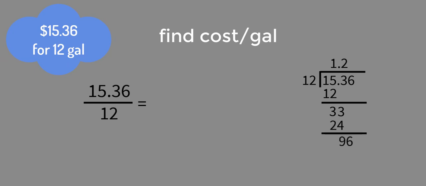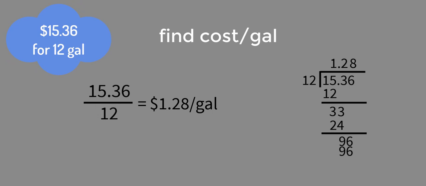All right, so how many times will 12 go into 96? We know it's 10 times for 120. 9, we're looking at 108. So 8, we're looking at 96. 2 times 8 is 16, 6 down, carry your 1. 1 times 8 is 8, plus 1 is 9. So the cost per gallon of gasoline is $1.28 per gallon.